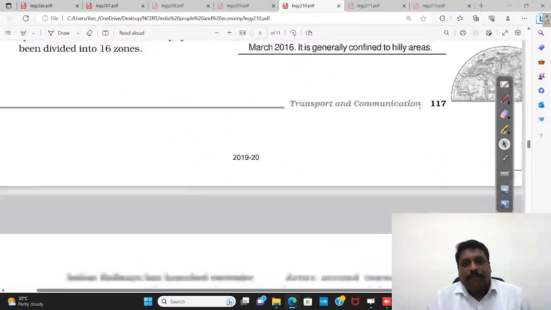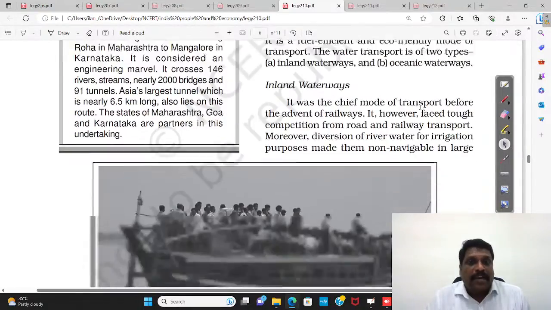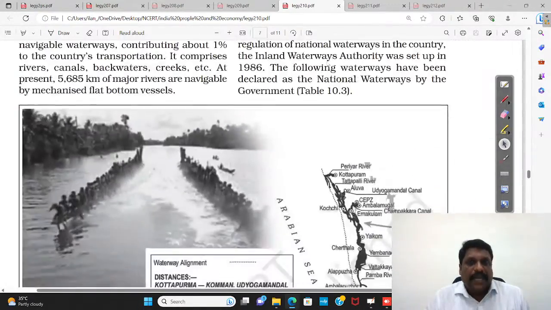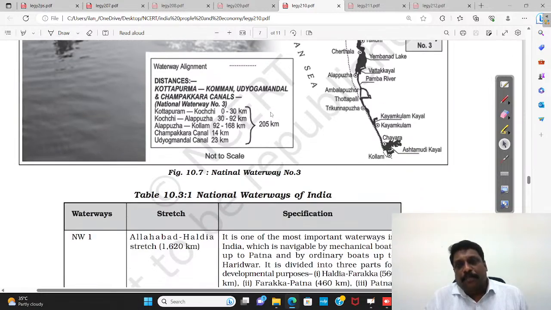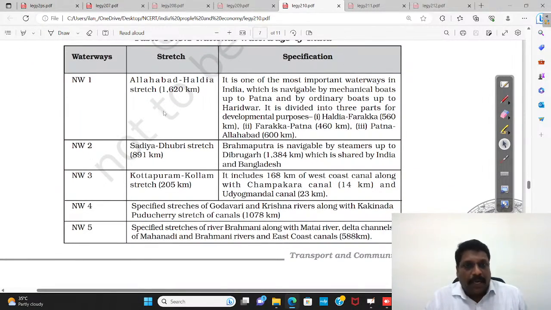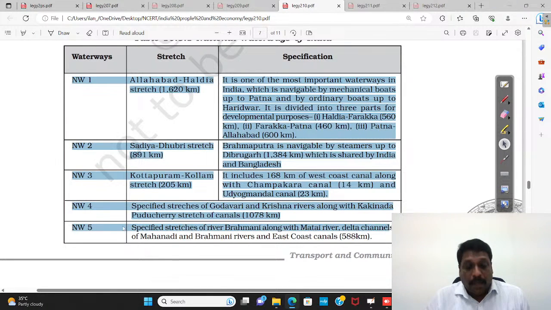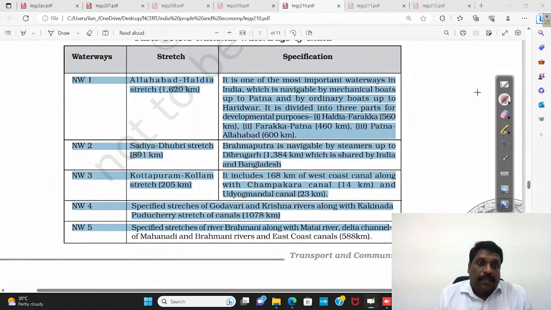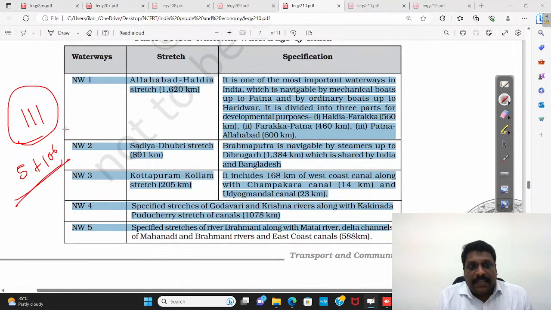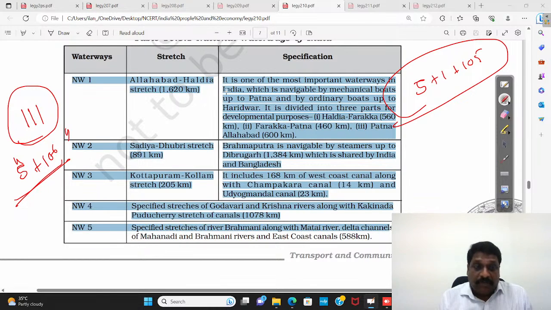And in this chapter, they have also discussed water transport, particularly inland waterways. This material I am using is slightly outdated because it is the older edition of NCERT. According to this NCERT, the number of national waterways in India is only 5. But interestingly, the number of national waterways in India today stands at 111. At one instance, 106 were added. Actually speaking, it is 5 plus 1 plus 105. Whatever be the equation, as of today, 111 national waterways are there.